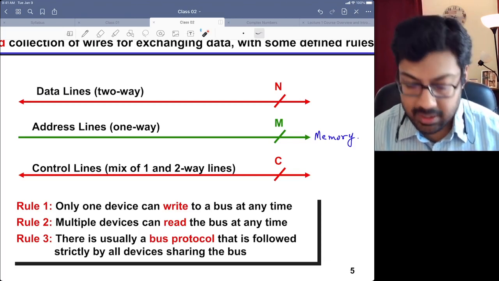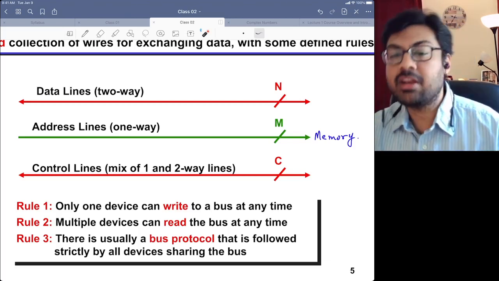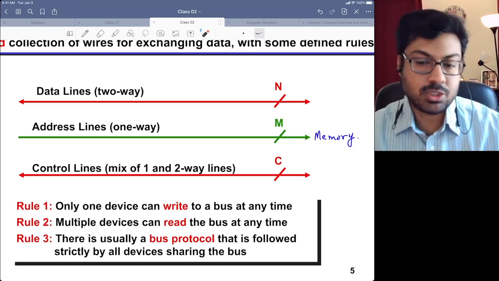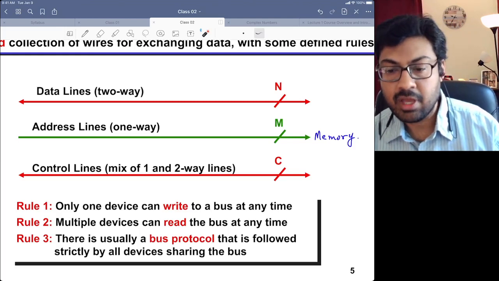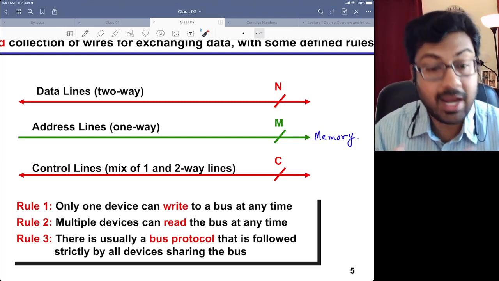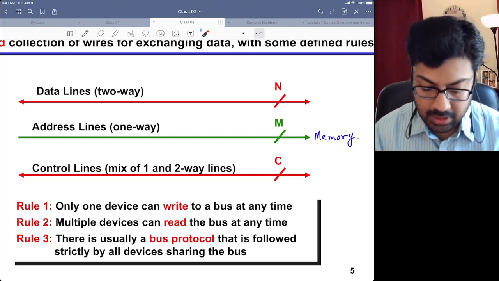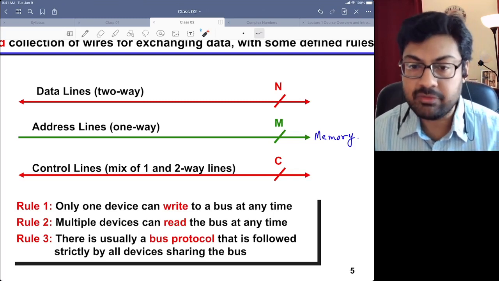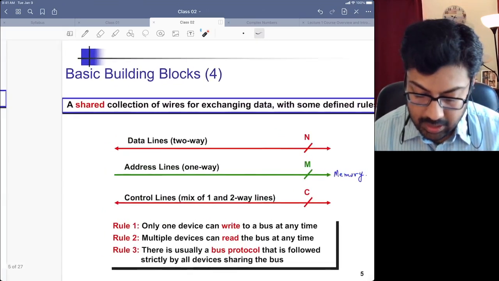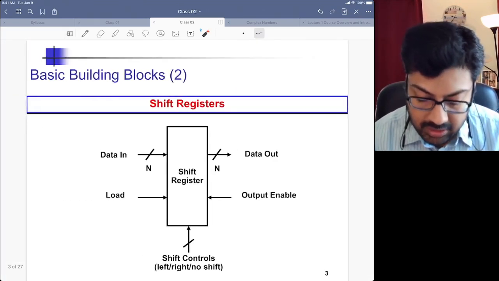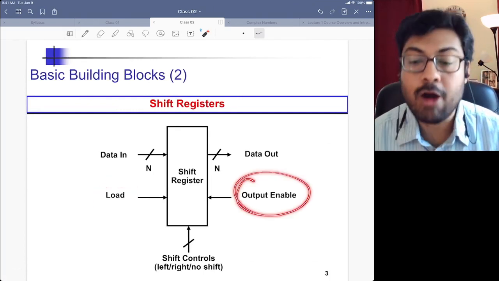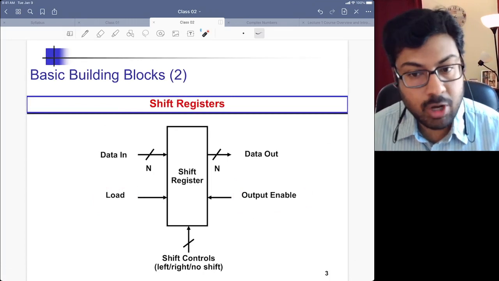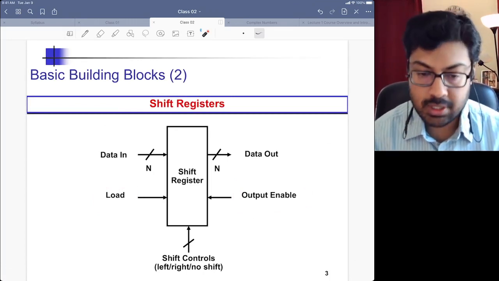The second rule is multiple devices can read from it. So no problem. When you're reading it, multiple can read the contents of the bus, because reading is not going to corrupt it, writing is going to corrupt it. What that also means is this. There are going to be limitations on the load and output enable signals because of the first 2 rules.